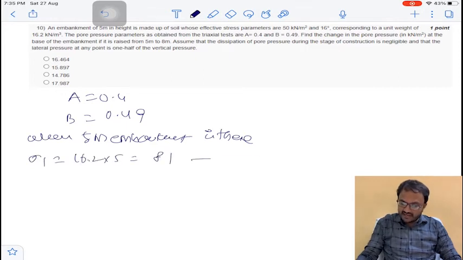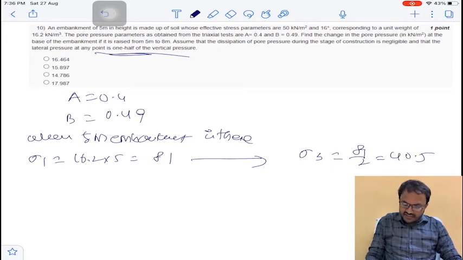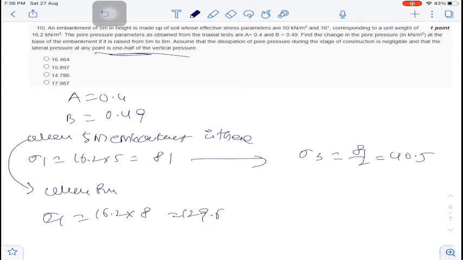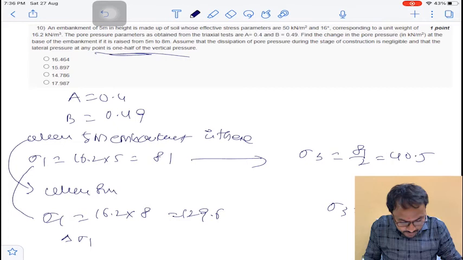And he has given the lateral pressure is half of the vertical pressure. That is, sigma 3 will become 81 by 2, it is 40.5. And now this 5 meter has been increased to 8 meters. That is, when 8 meter embankment is there, sigma 1 will become 16.2 into 8, that is 129.6. And sigma 3 will become half of that, it is 64.8. Here the change will be delta sigma 1 is equal to 129.6 minus 81.